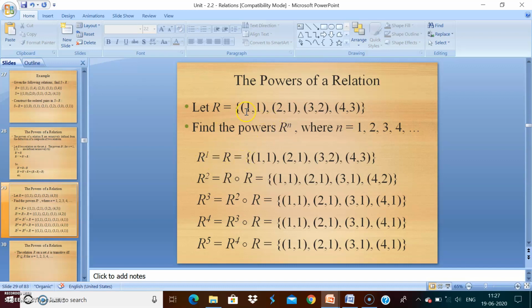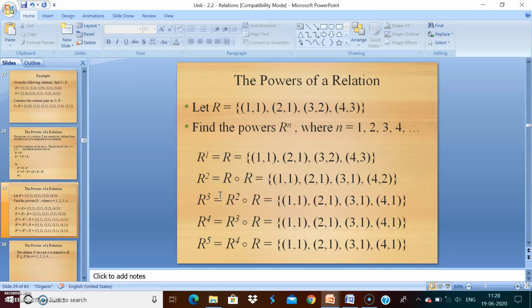R1 is just the given relation. R squared means (1,1), (2,1), (3,2) and so on. (3,2) with (2,1) gives (3,1). Next, (4,3) with (3,2) gives (4,2), and the middle 3 cancels. That is R squared.